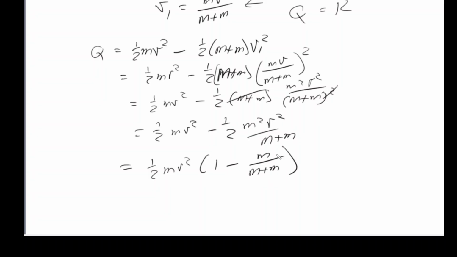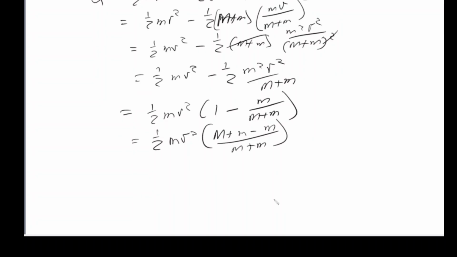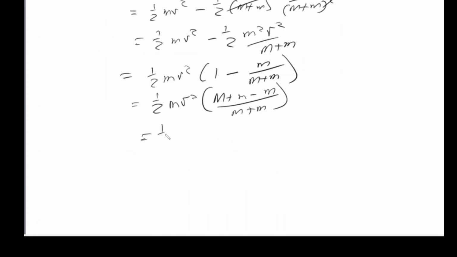These equations are similar. And if we combine these terms with the most common denominator, this becomes big M plus little m minus little m over big M plus little m. Everybody has to remember their algebra, which is 1/2 mv squared. These cancel out. Big M over big M plus little m.